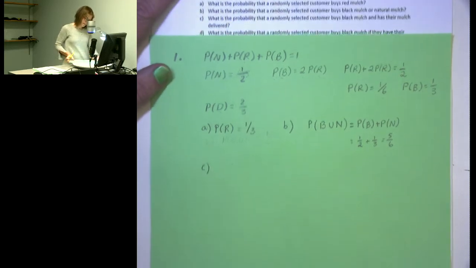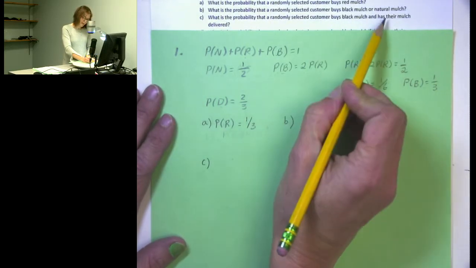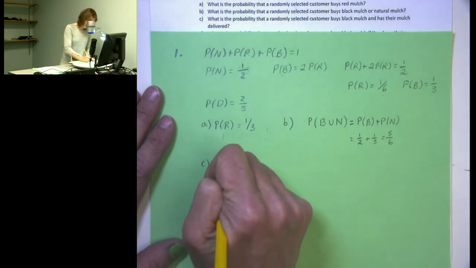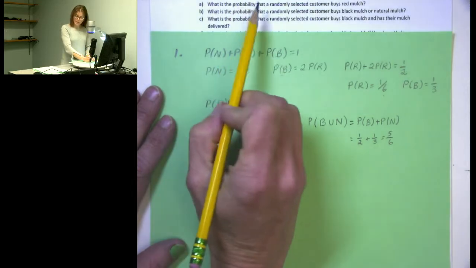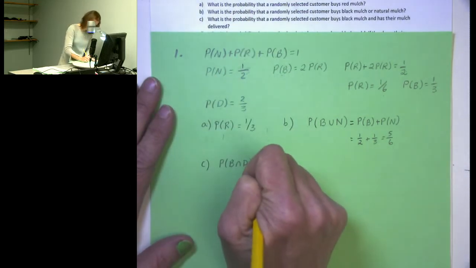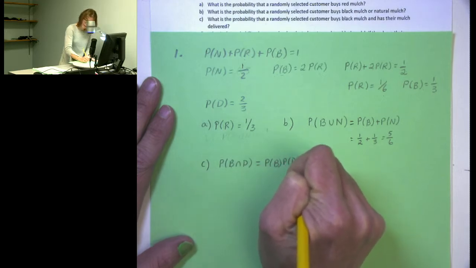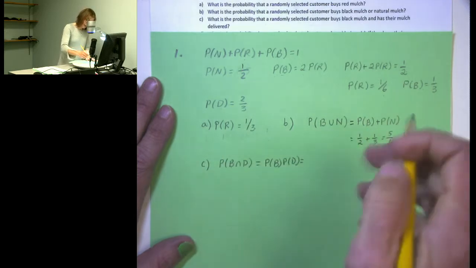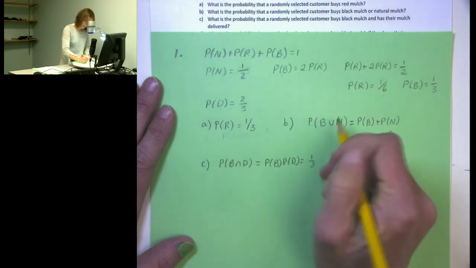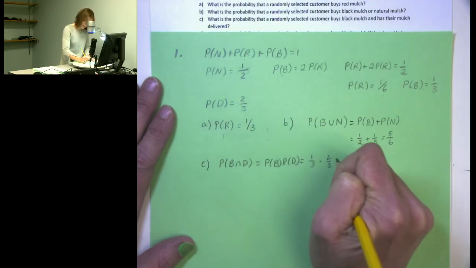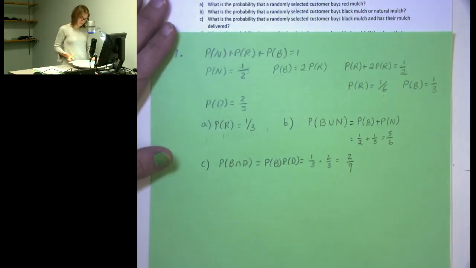C, what is the probability that a randomly selected customer buys black mulch and has their mulch delivered? Probability of black and delivered. We were told that these events are independent, so I can just multiply the probability of black times the probability of being delivered. Probability of black mulch was 1/3. Probability of having delivery was 2/3, so that gives us 2/9 for the probability of the intersection.